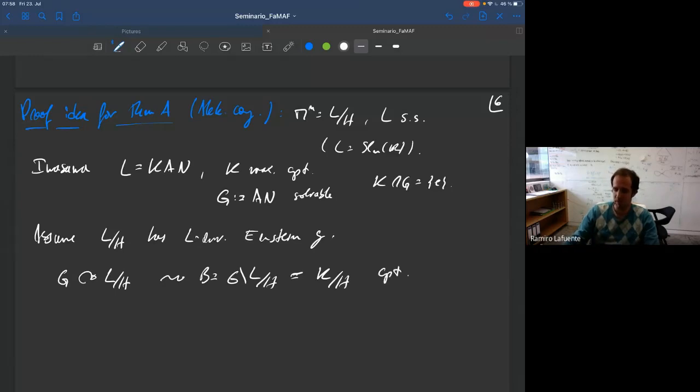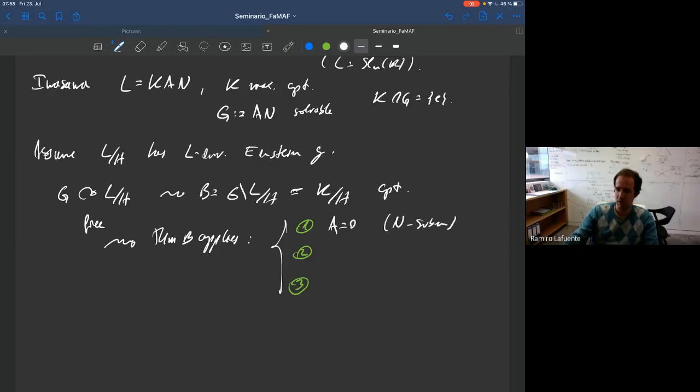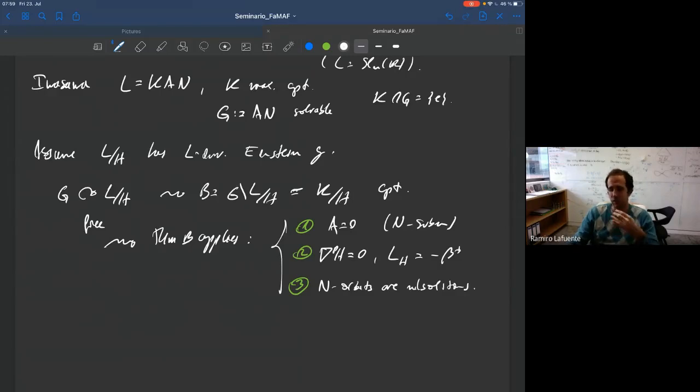So this is compact, and the action of G is free, and the quotient is a compact smooth manifold, right? So therefore, theorem B applies, and I obtain some rigidity conditions, namely that A equals zero for the N-submersion, that the mean curvature vector, as a vector field on P, the quotient by N, is parallel, and that LH is minus beta plus, and also the N orbits are locally isometric to nilsolitons, right? So all this is true. And this is, of course, information that we didn't know before, right?